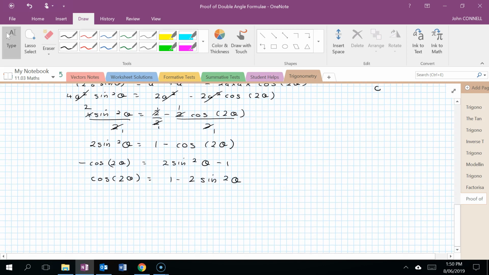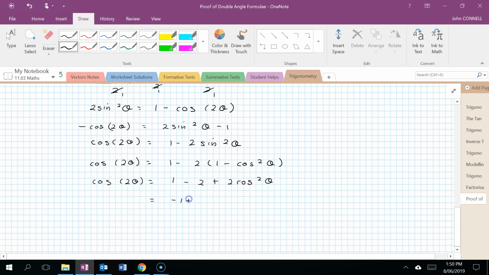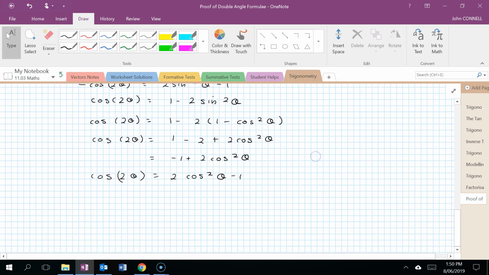Now you may recognize that as one of the double angle forms, but it's not the one we're looking for to prove, but we can move fairly interchangeably between the two, so I can write sine squared theta as 1 take cos squared theta. So I get cos 2 theta is 1 take 2 plus 2 cos squared theta. And so we get minus 1 plus 2 cos squared theta, or 2 cos squared theta take 1. So it's cos 2 theta is equal to that. That's the other form. Again, it's not actually the one we're looking for.